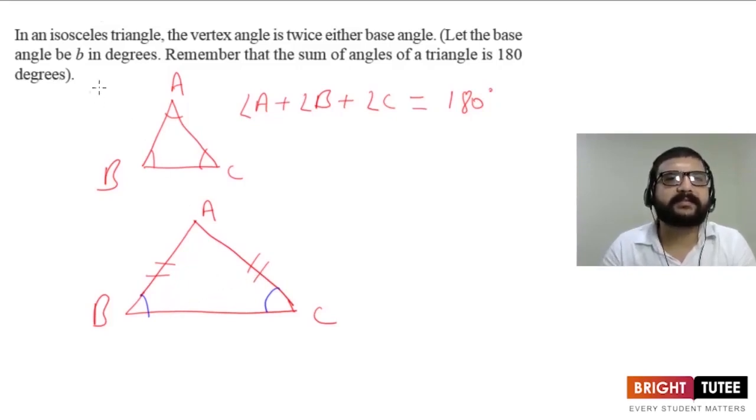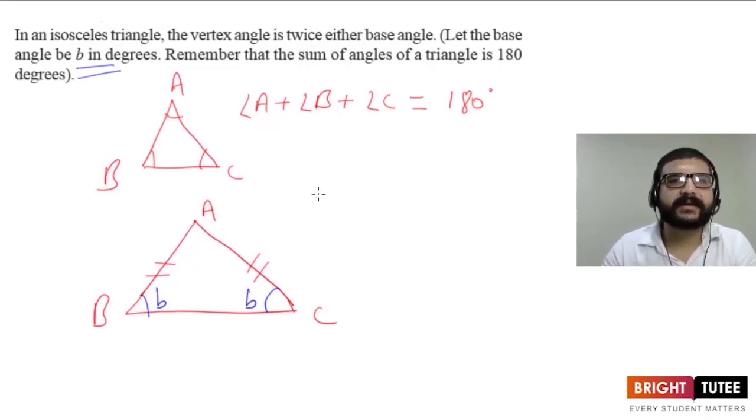So here it is given, we have to consider base angles as B degrees. So this angle is B and this one will also be B. Now we have to find the vertex angle. It is given the vertex angle, that is angle A here, is 2 times the base angle. So we can write angle A is equal to 2B.